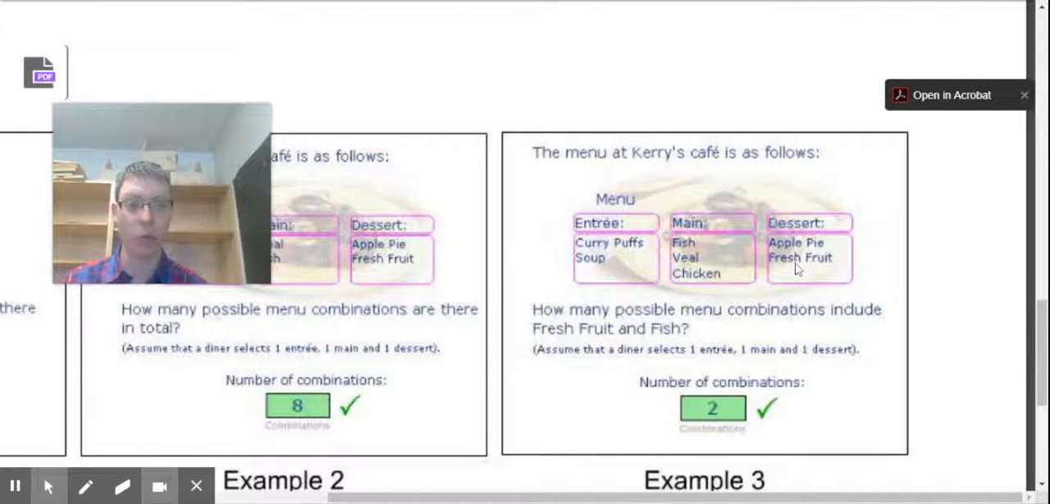So that means there's only going to be one combination in each of those because the other ones don't matter. Because in this question, it wants to know how many possible combinations there are where you have fresh fruit and fish. So I would use fresh fruit and then I would use the fish. All the other options are not available in this question. So it would be 2 options here multiplied by 1 because you have to use fish, and multiplied by 1 again because you have to use fresh fruit. 2 multiplied by 1 multiplied by 1 is 2.